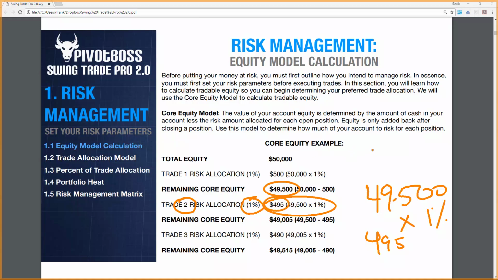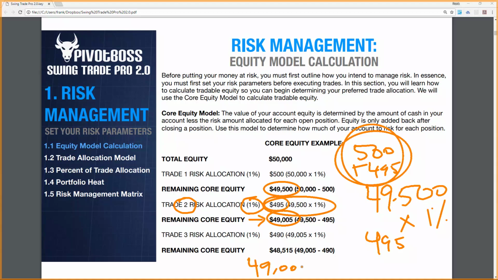Now say you go on to trade 3. Well, now you've already got $500 plus $495 of risk. That's about $1,000, right? So you go down to a remaining core equity of $49,005.